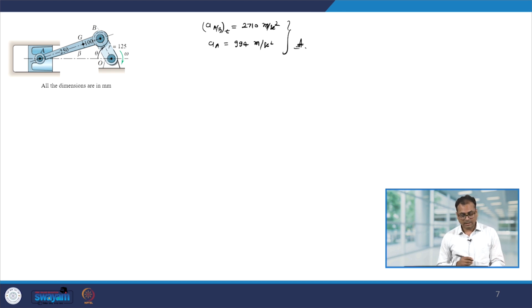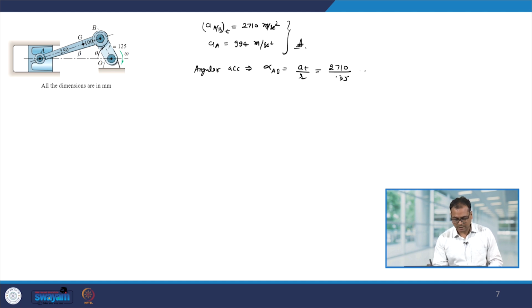Okay. And the angular acceleration of AB, which is alpha AB, that will be AT divided by R, and AT is 2710, R is 0.35. So, that comes out to be 7740 radian per second square in the clockwise direction.